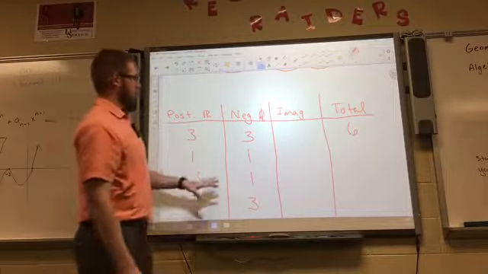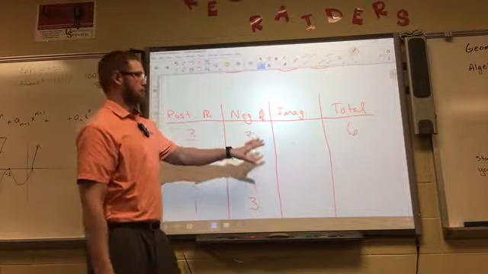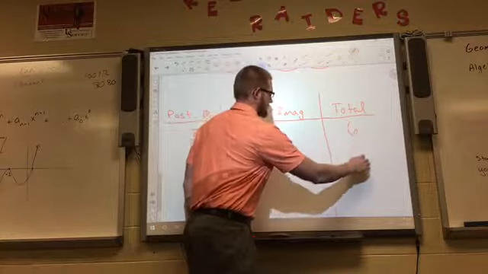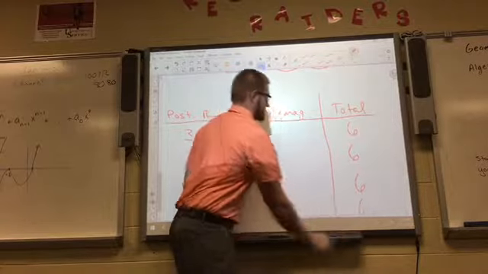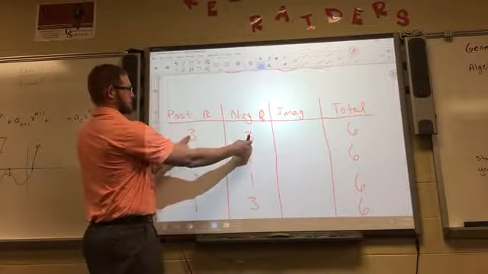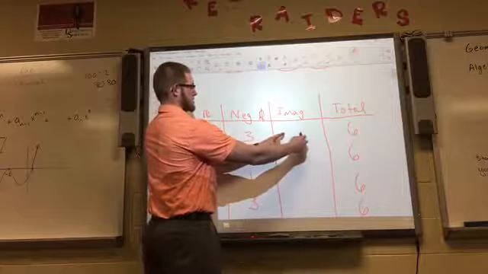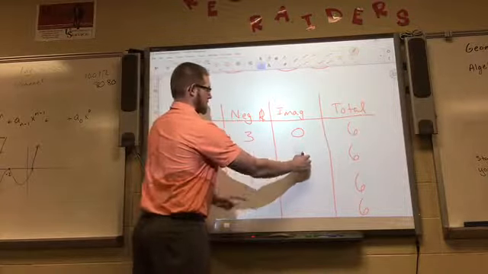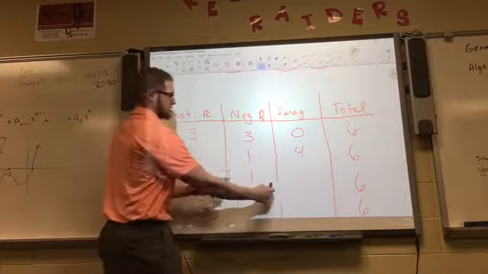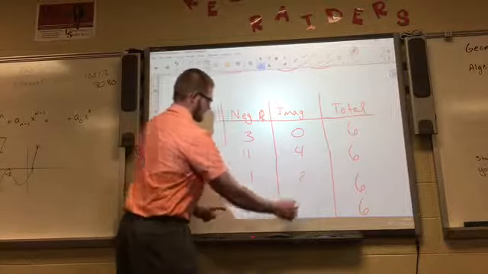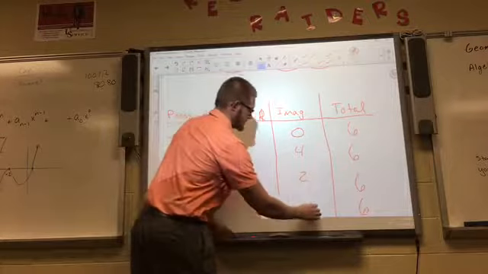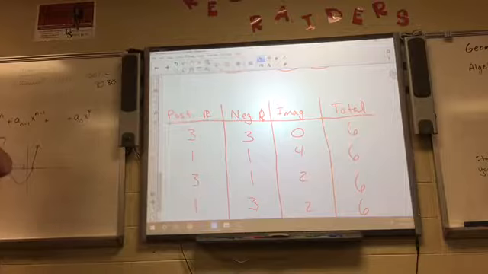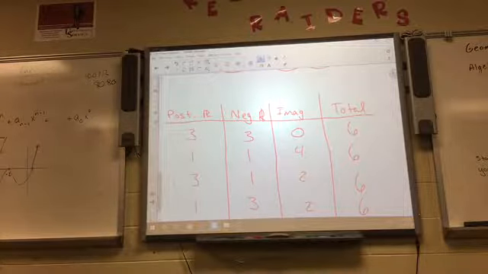Now, regardless of what all this says, is it possible to have more than 6 total zeros? No. So I know all of these are going to have a total of 6. So here I have 3 and 3. So how many imaginary is there? 0. I have 1 and 1. There's 4 imaginary. 3 and 1 would give me 2. And 1 and 3 would give me 2. Then you have your chart all filled out.